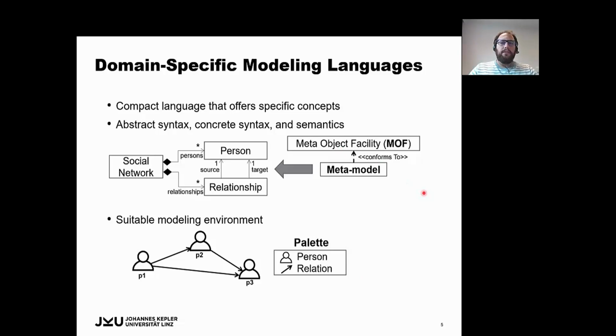Usually, the abstract syntax is described using metamodels that conform to the Meta-Object Facility, MOF, which is an OMG standard, and its concepts are very close to a UML diagram. In this example, we have a metamodel that represents a social network. A social network contains persons and also the relationships between them. So to create the models that conform to this metamodel, we can generate a suitable modeling environment in which we can have a canvas and a palette to create a specific person and the relations between them.